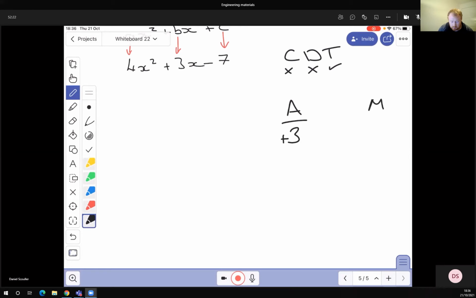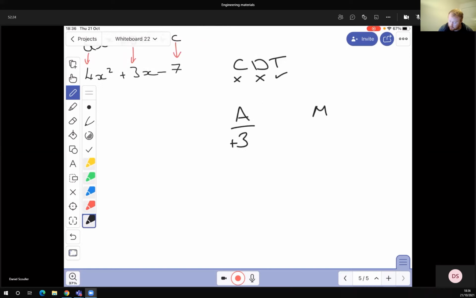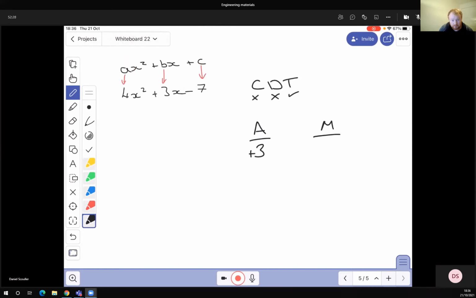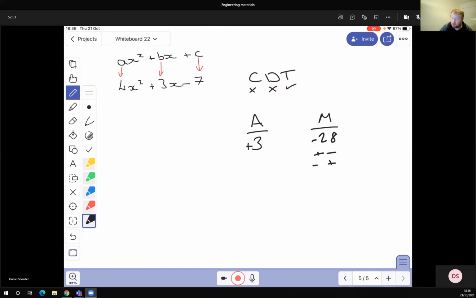Multiply is a wee bit trickier. So the multiply is a multiplication of A and C. In this case it's 4 times negative 7, quite a big number, negative 28. So plus and negative, or negative and plus. To get a negative number, you multiply a positive and a negative, or a negative and a positive. That's the only way. We can't do it any other way.